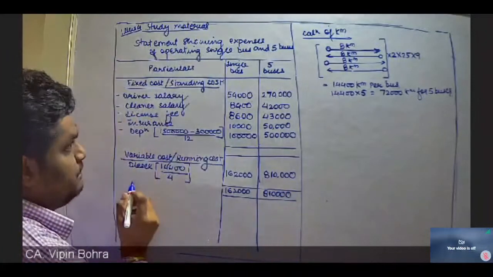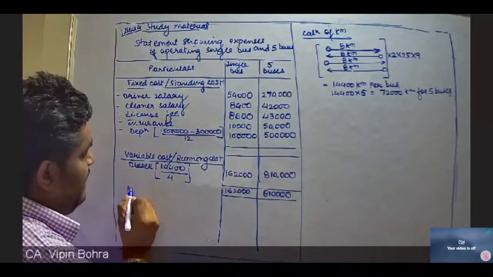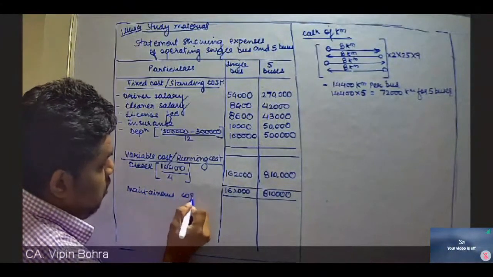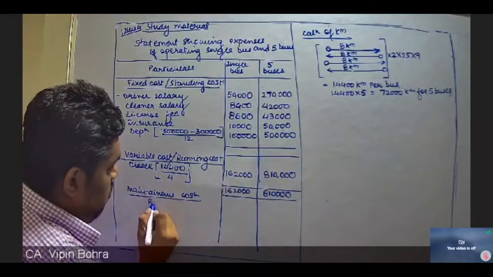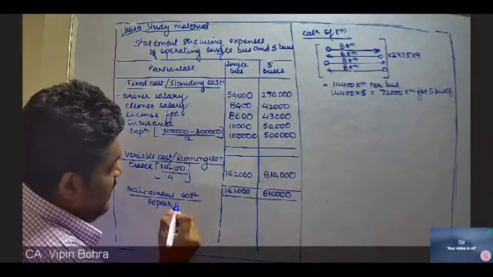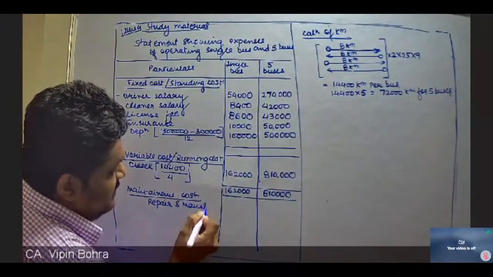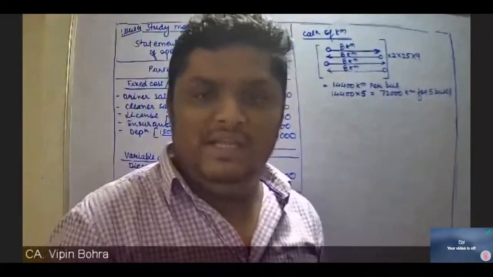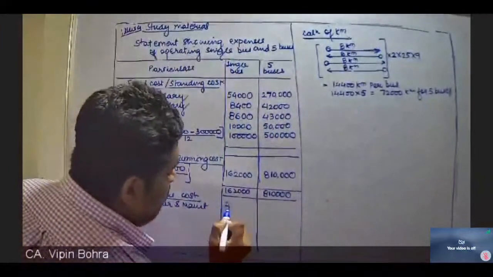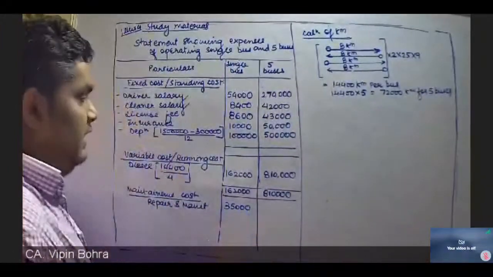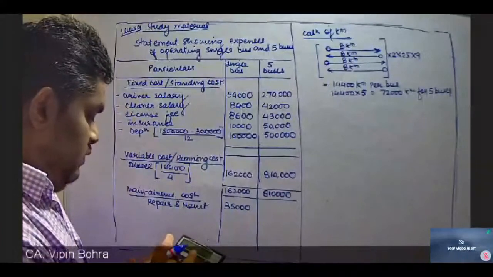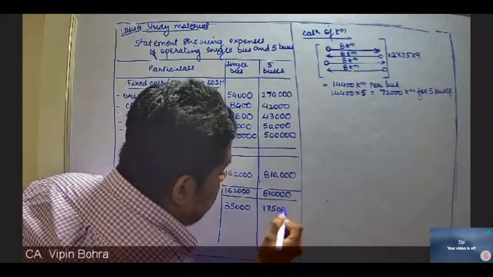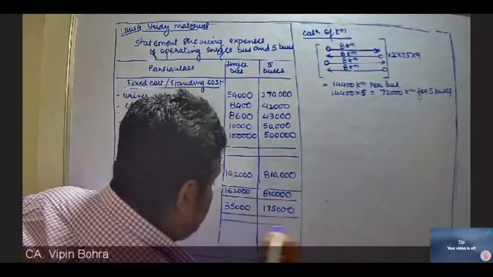Now, maintenance cost. Repair and maintenance expenditure is given in the question, that is 35,000 per bus per annum. So 35,000 into the number of buses, 5, is 1,75,000.